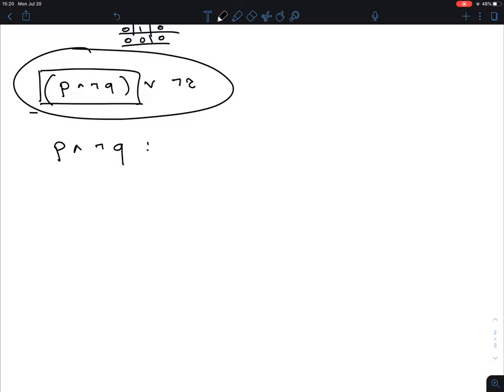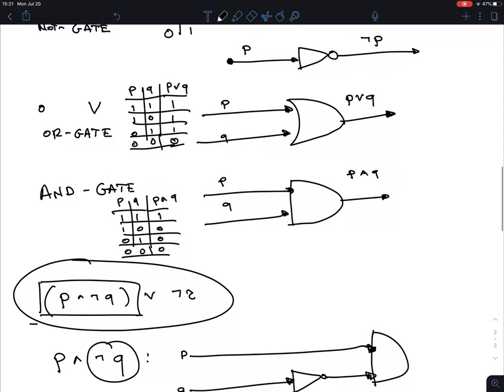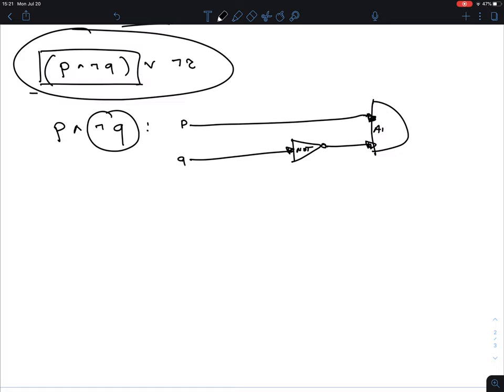How do we do that? Well, we have two sources, P and Q. We want to put them into an AND gate, but we first have to negate. So this one goes first to a NOT gate, and only then do they both go to an AND gate, and the AND gates look like this. So this is a NOT gate, this is an AND gate. And so the claim is that at the end, what we get here is P and not Q.